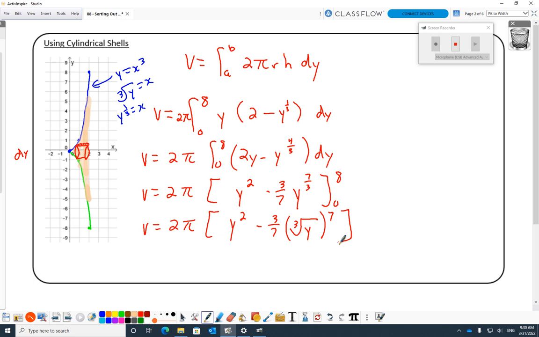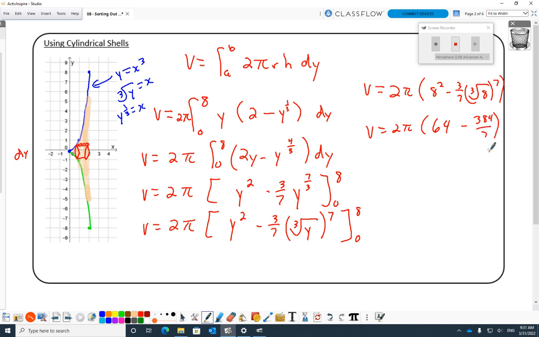Anyways, now I'm ready. I'm skipping the subbing in zero stuff. I'm going to sub in 8. I lost my limits there, and then I wrote them the wrong way. 0 and 8. Okay. 8 squared minus 3/7 times the cube root of 8 to the power of 7. Volume equals 2 pi. This is a 64. Cube root of 8 is 2. The power of 7 is 128, times 3 is 384.